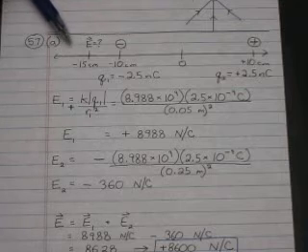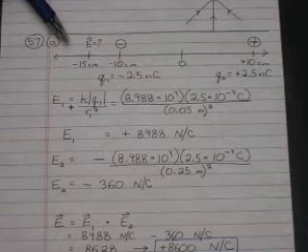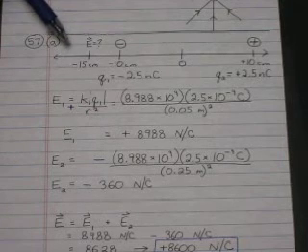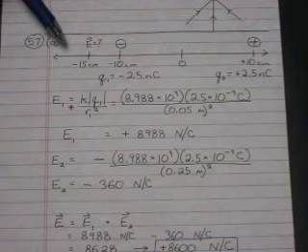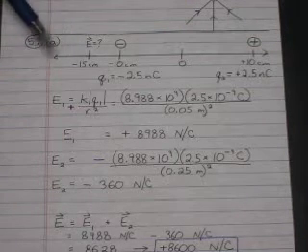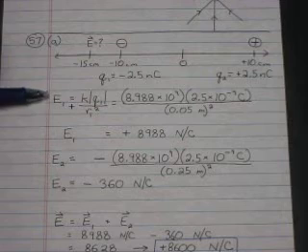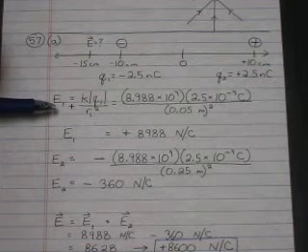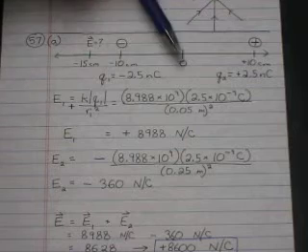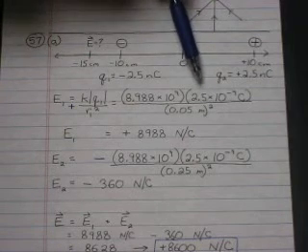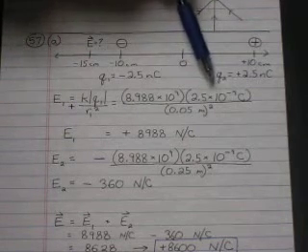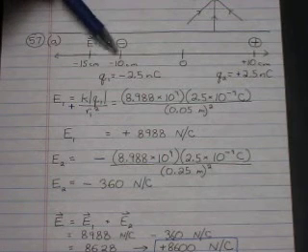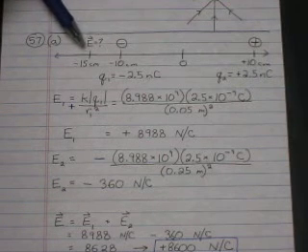So we need to figure out both the magnitude of the electric field given by Q1 and Q2, and also the directions. So let's take the electric field from 1. It's K times the charge of 1 divided by the distance squared. So the charge of 1 is 2.5 times 10 to the negative 9 coulombs, divided by, we're looking at a distance here of 5 centimeters squared.